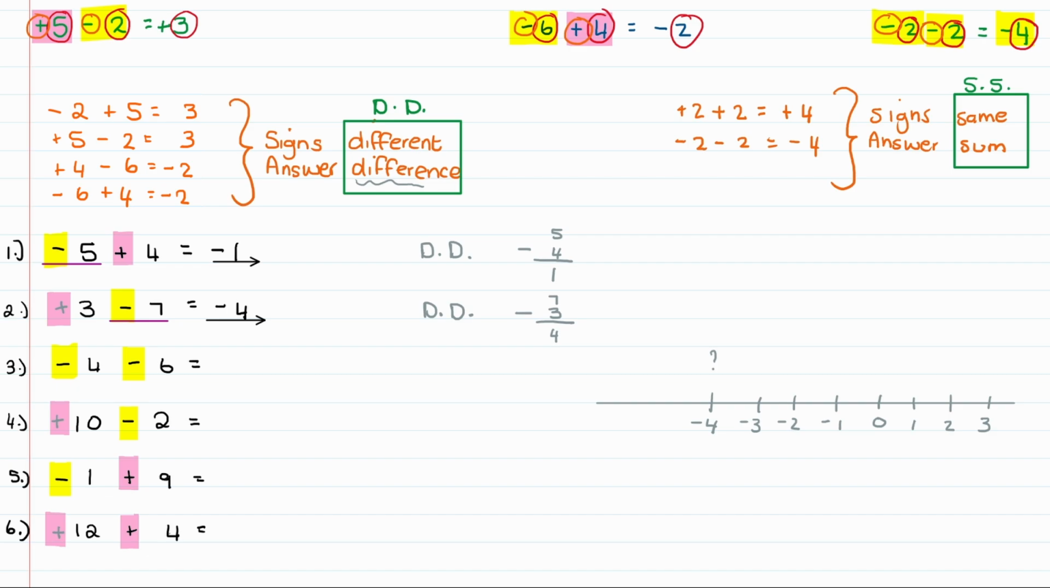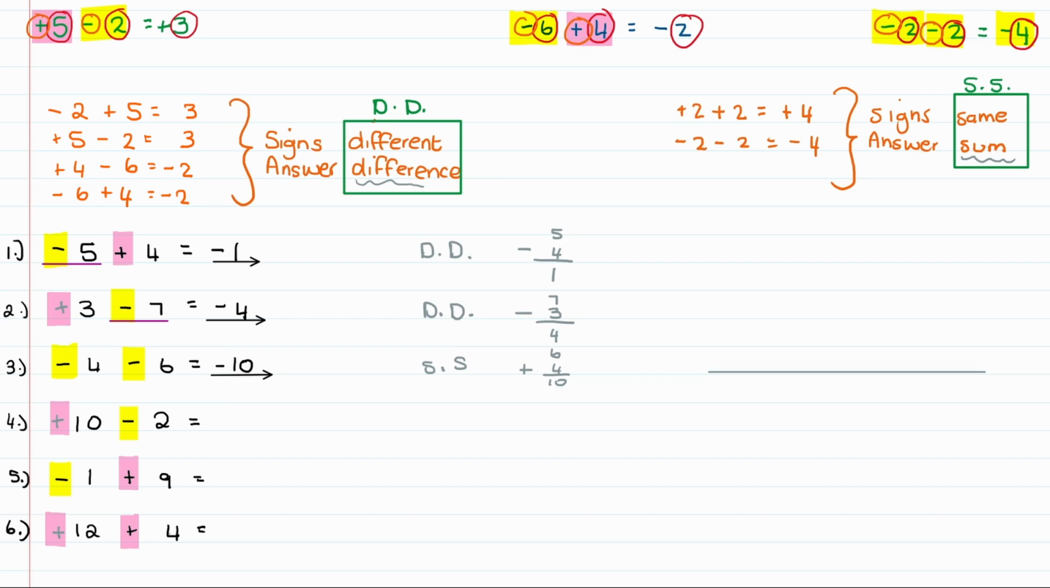Okay, question 3 has the same signs, so we find the sum. So we find the sum of 6 and 4. 6 and 4 gives us 10. Here, both signs in our question were negative, so my answer has to be negative. And when we check this on a number line, we can see that moving 6 spaces to the left of -4 gets us to -10. So we know that this is true.